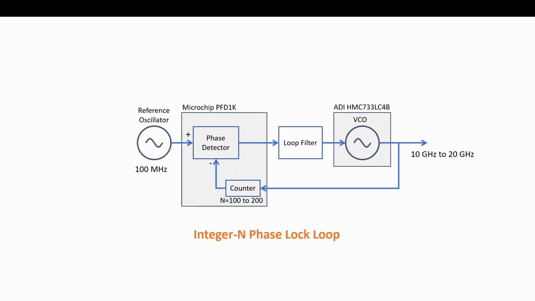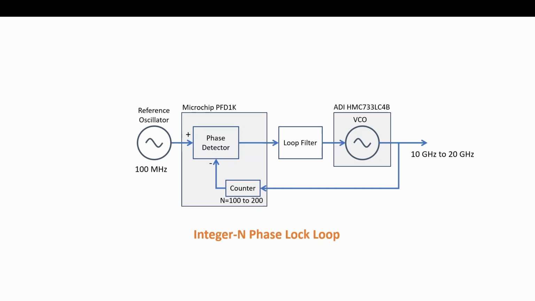Okay, so analog PLL. Here's an actual example we'll walk through, as if you were on the bench, we're mapping out this thing. We want to buy components and build this integer N phase lock loop. It's relatively simple. We have a 100 megahertz reference oscillator.